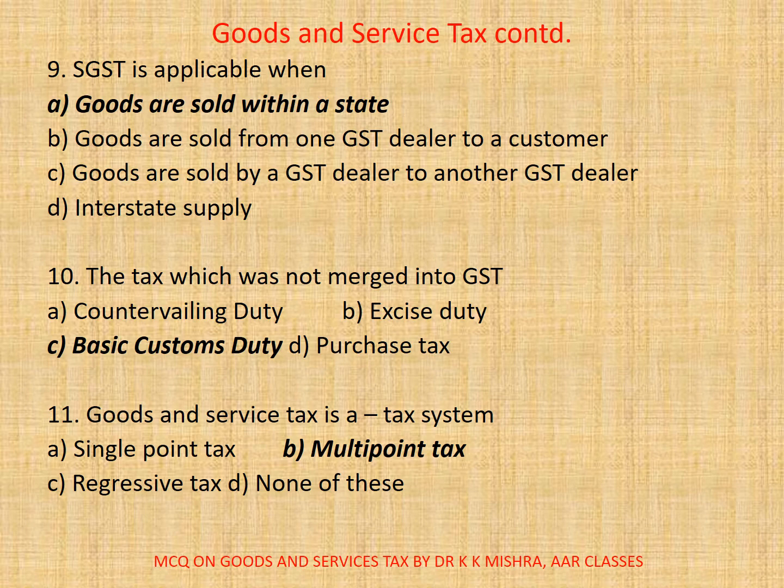9. SGST is applicable when: A. Goods are sold within state, B. Goods are sold from one GST dealer to a customer, C. Goods are sold by a GST dealer to another GST dealer, D. Interstate supply. The correct option is A, goods are sold within a state.